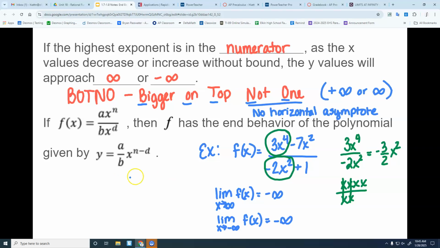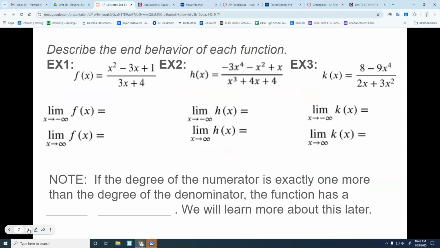Okay, let's do a couple more. If I look at these, they are all bigger on top. Do you guys agree? The highest exponent is bigger on all of them, on the top. So these are all going to be either positive or negative infinity.